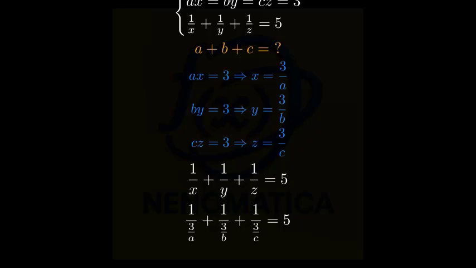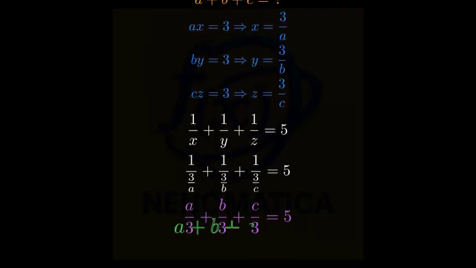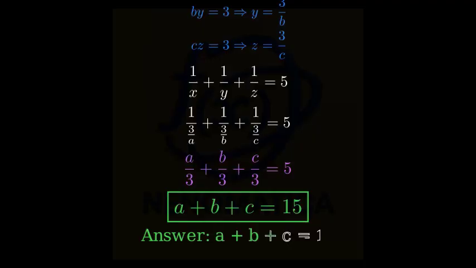Step 5. Multiply both sides by 3 to isolate a plus b plus c. This gives a plus b plus c equals 15. Therefore, using the common value method in the exact step order, the sum a plus b plus c equals 15.